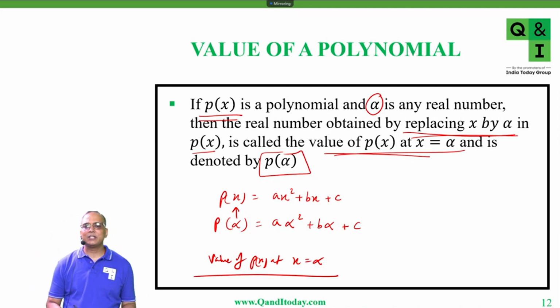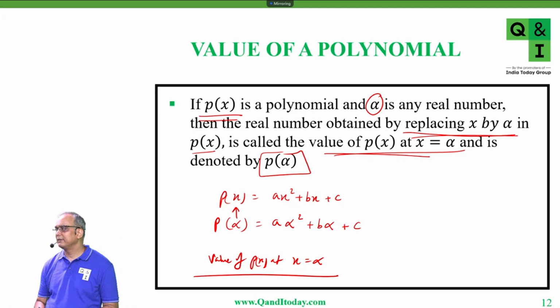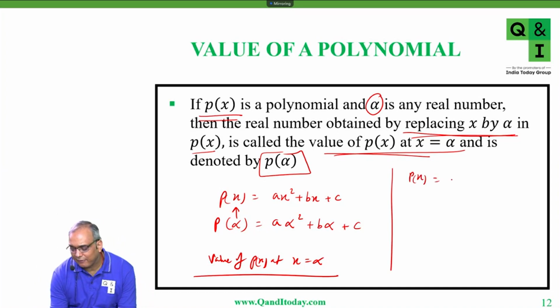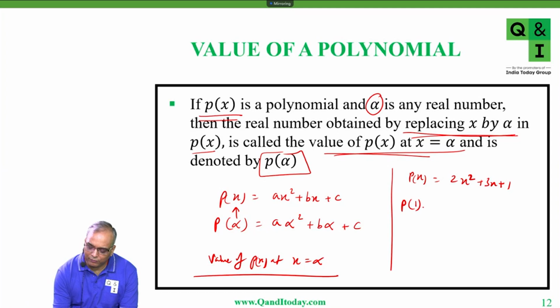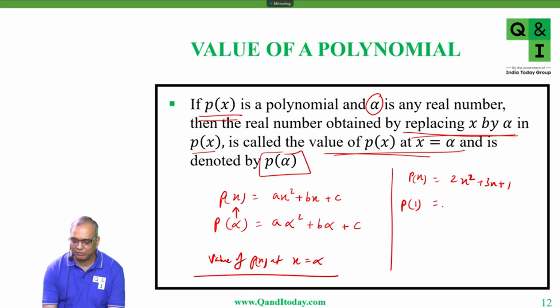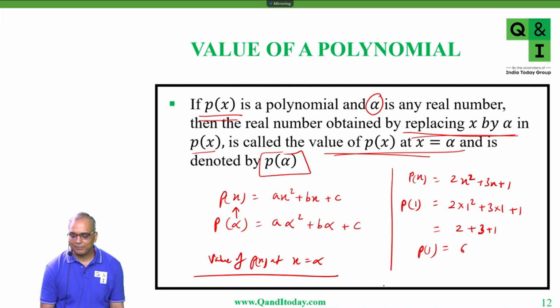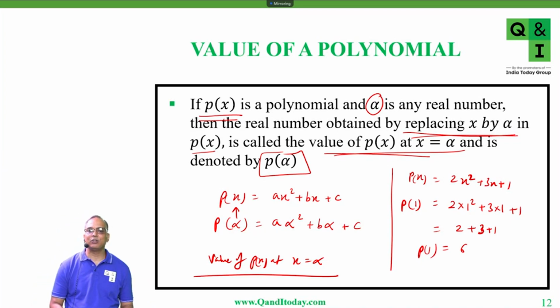Is this point clear, students? You have understood this? So one more example, let's say we have a polynomial p(x) = 2x^2 + 3x + 1. Now, if we have to find the value of the polynomial p(1), means the value of the polynomial p(x) at x equal to 1, this will be 2 times 1 squared plus 3 times 1 plus 1. So 2 + 3 + 1, which is 6. The value of the polynomial p(x) at x equal to 1 is 6. P(1) is 6.